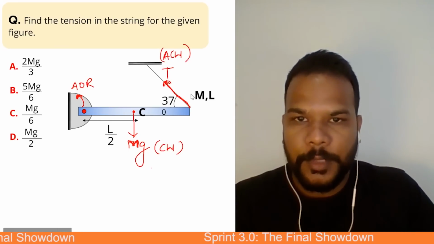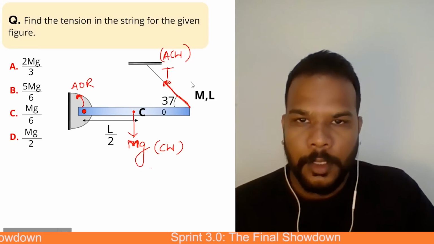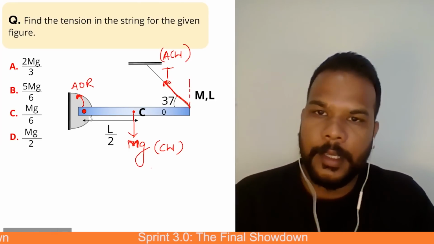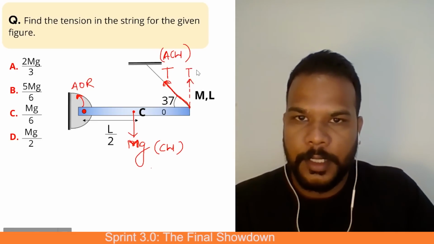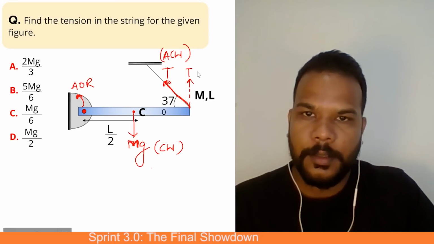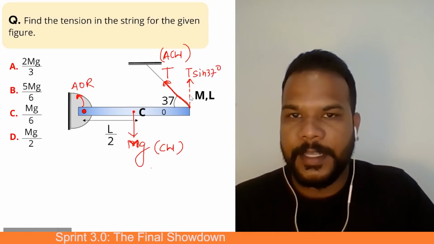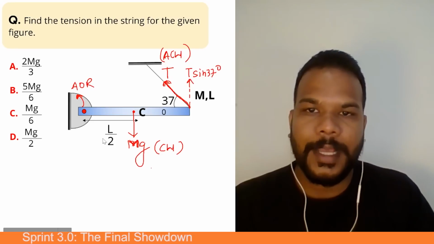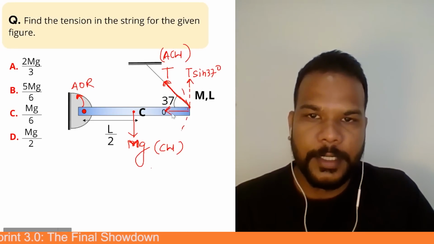ठीक है. तो हम क्या करते हैं, दोनों के टॉर्क्स को इक्वेट कर देते हैं. तो यहाँ पे मैं क्या करता हूँ, ये जो एंगल है L और इसके बीच में वो 37 है, तो ये हो गया T sin 37 डिग्री. So T sin 37 degree is the one which is actually trying to rotate because of the tangential nature of the tension force. और T cos 37 तो rotate करेगा नहीं.